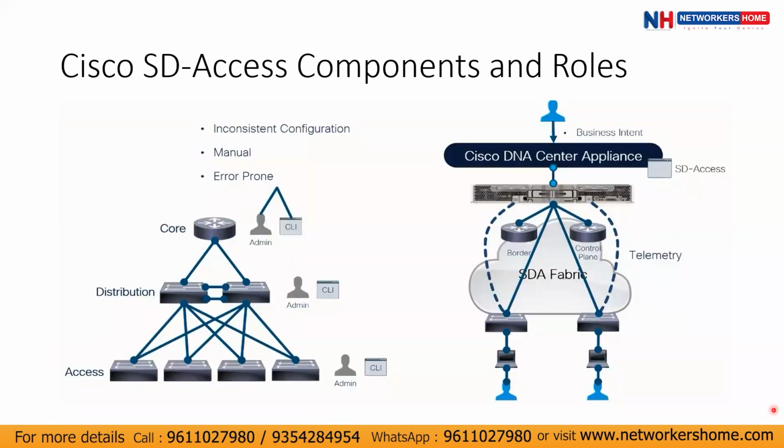So again, the same story like the traditional network: inconsistent configuration, manual, error prone. In the DNS Center SDX solution, we are using the business intent, implementing that intent using the automation feature and the telemetry, which is coming from the network device back to the DNS Center, and DNS Center will give you the graphical representation. But here you can see two new points are added. One is border and one is control plane, right? These two new points have been added.